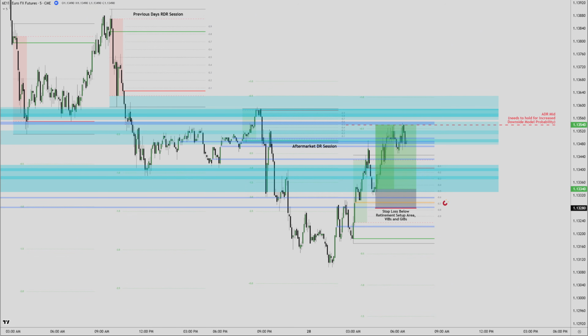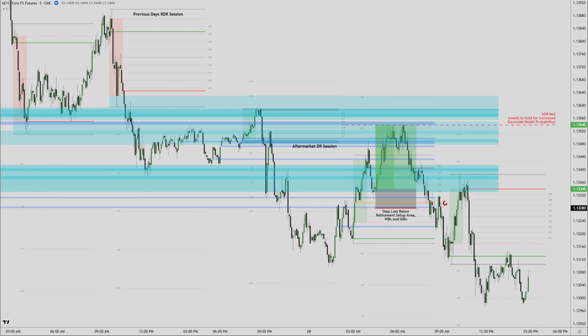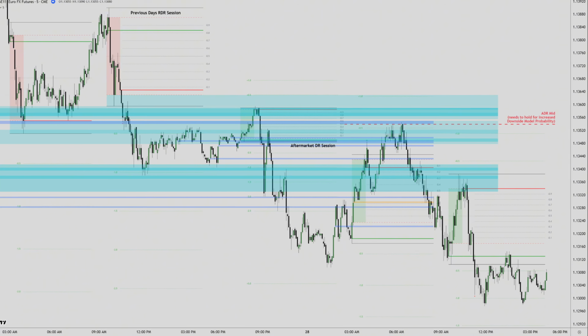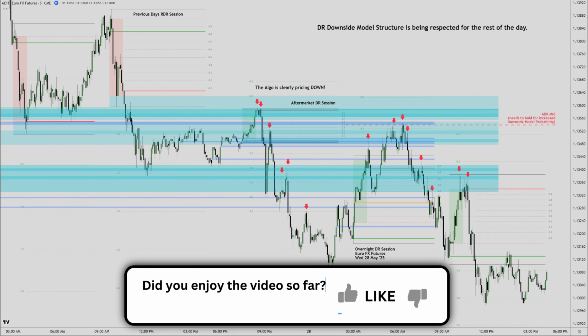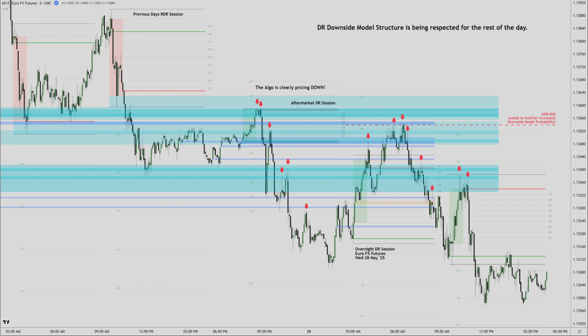Fast forward, price pushes higher and stops right at the aftermarket mid in combination with the gap imbalance and a previous DR level. It's not willing to go above and the overall DR downside model structure holds for the rest of the day. I covered this ADR to ODR constellation now many times, and this is again a friendly reminder to always trade a setup like this with caution. If the overall structure hints toward the downside, like in this case, be very selective with your targets. Study previous DR session levels as they might give you more information than you probably think.